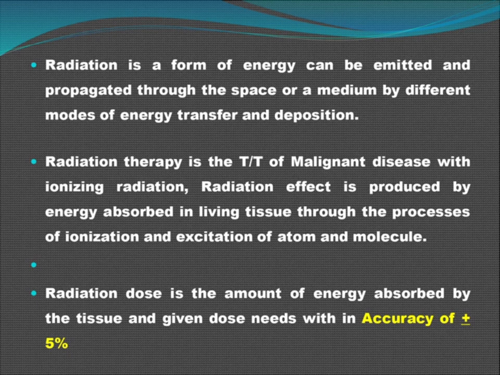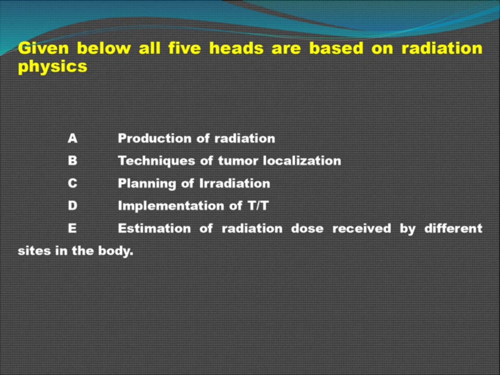The radiation effect is usually produced by energy absorbed in the living tissue through two processes. One is ionization, another is excitation. Both happen simultaneously at the atom and molecule level. The radiation dose is the amount of energy absorbed by the tissue, and a given dose needs an accuracy of plus or minus 5%, although the current criteria is further refined up to plus or minus 3%. So you must remember that.